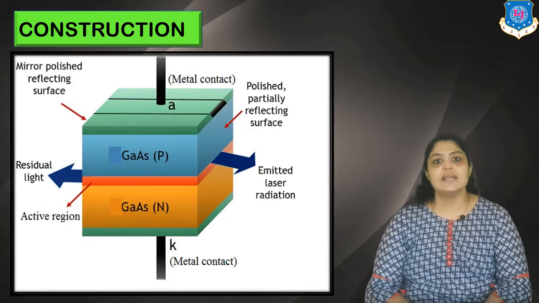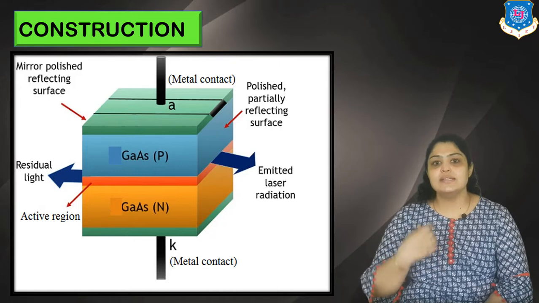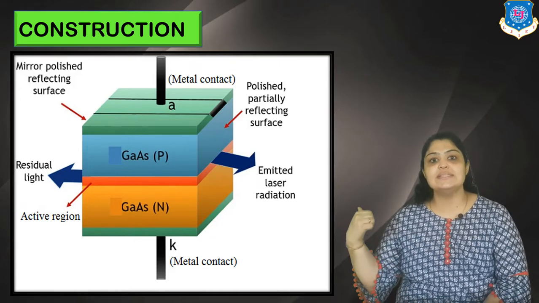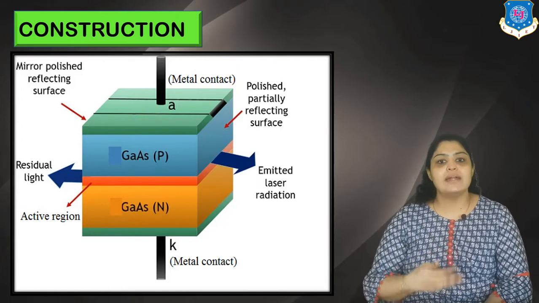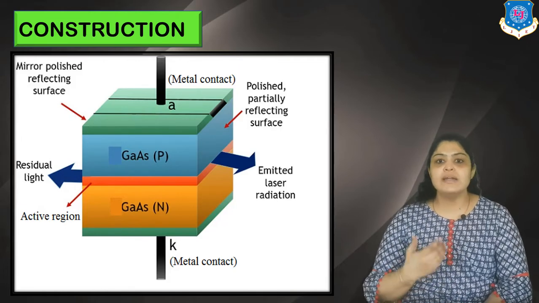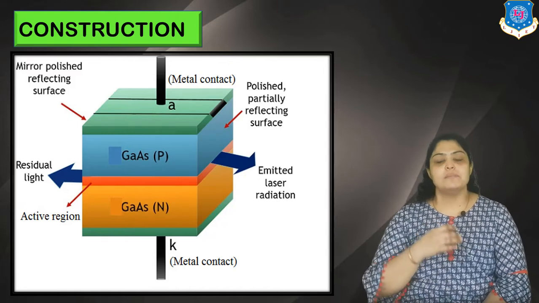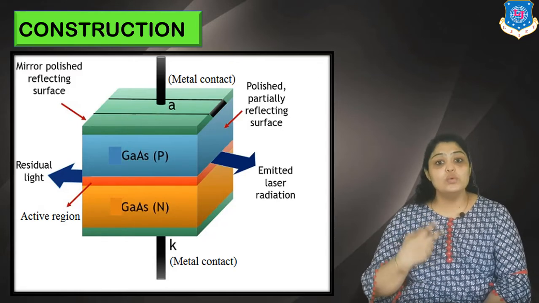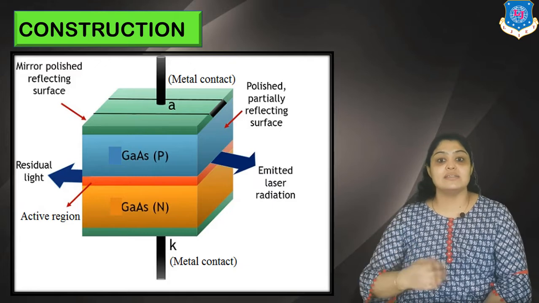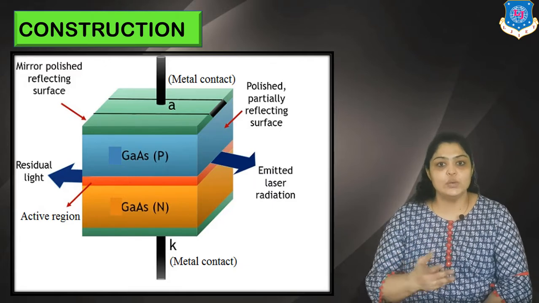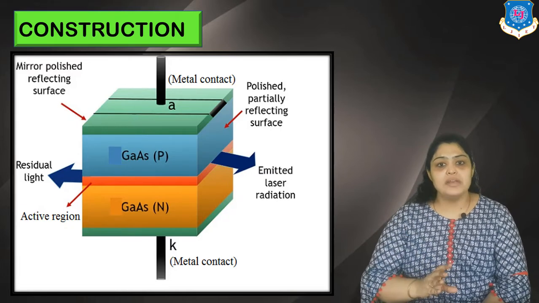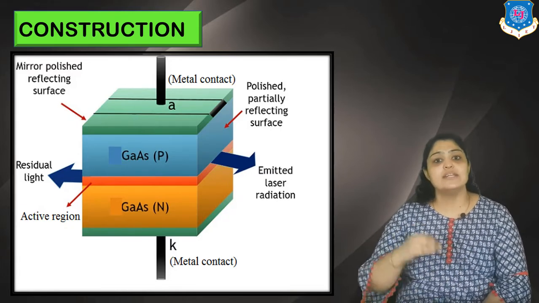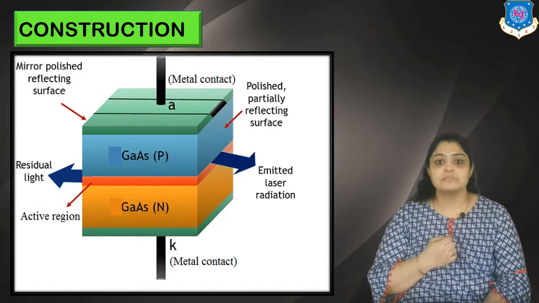Now let us understand the construction of a laser diode. You can see that the semiconductor material used here is GaAs, gallium arsenide. Gallium arsenide is a direct bandgap semiconductor. Now what do you mean by a direct bandgap semiconductor? Semiconductors are of two categories if we are discussing the concept related to light. One type of semiconductor, whenever there is a recombination, won't emit light. Such examples are silicon, germanium.